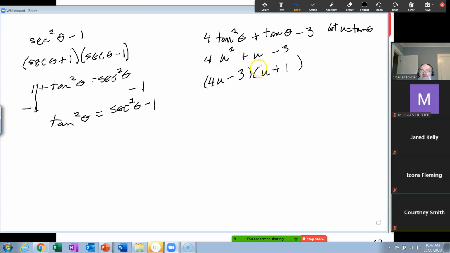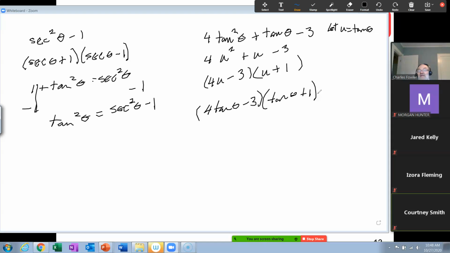4u times u is 4u squared. Got it? That's the first. The outer would be plus 4u minus 3u. That would be a plus u, and then a minus 3. That works. Okay? Well, what was u? Tangent theta. That would be 4 tangent theta minus 3 times tangent theta plus 1. Now, I'm sorry my pen is so rotten right here.